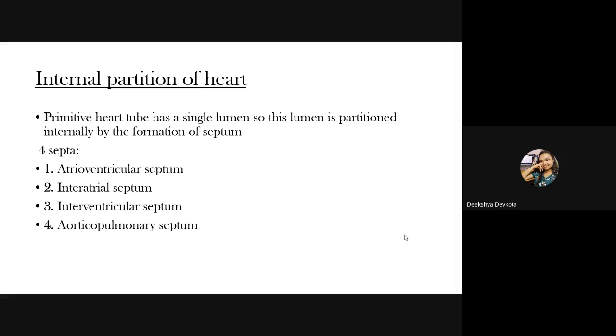Now let's talk about the internal partition of the heart. The primitive heart tube has a single lumen, as it is not partitioned. So it needs to be divided internally with the help of 4 septa: the atrioventricular septum, the interatrial septum, the interventricular septum, and the aorticopulmonary septum.